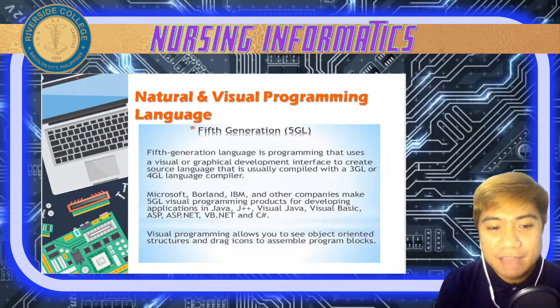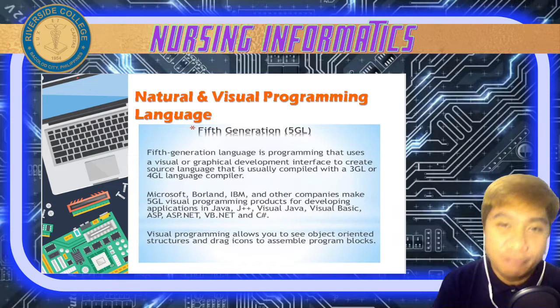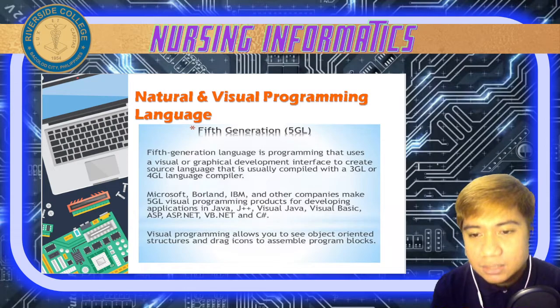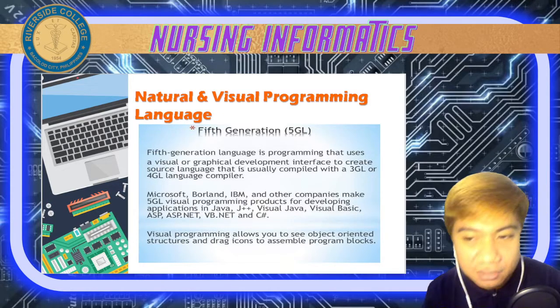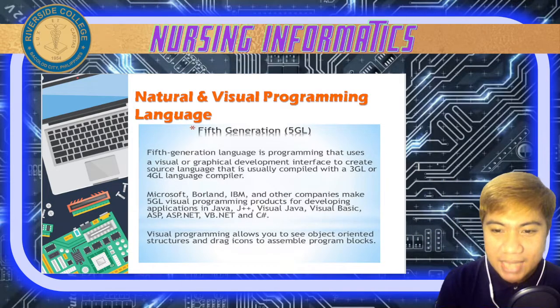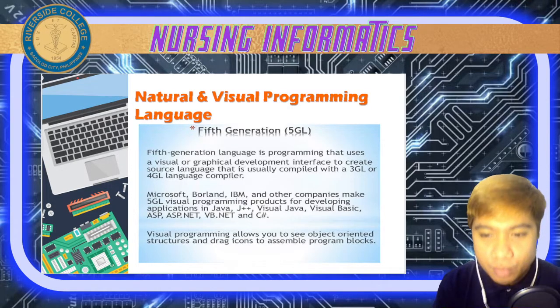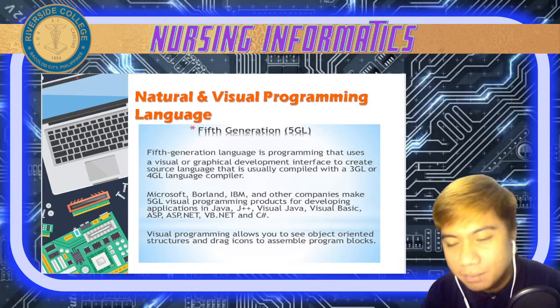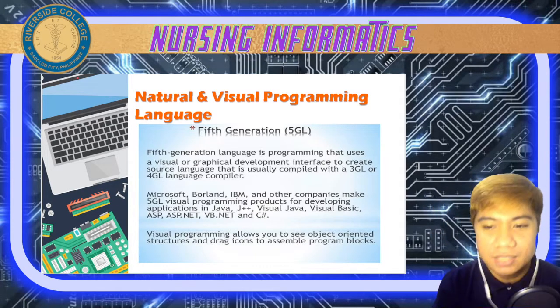We also have your 5GL or your natural and visual programming language or your fifth generation. Your 5GL or your fifth generation language is programming that uses a visual or graphical development interface to create source language that is usually compiled with your 3GL or your 4GL. For example, Microsoft, Borland, IBM, and other companies make 5GL visual programming products for developing your apps, such as your Java, your J++, okay, and so on and so forth.